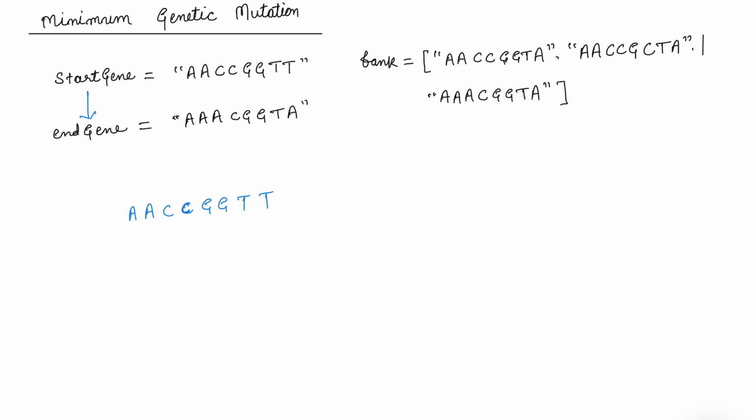So what can be its approach? There are a total of 8 characters. It has been given already. That means the length of this start gene and end gene is 8. And there are only the characters A, C, G, and T. That means only these 4 characters are available. So for each start gene there can be a total of 32 cases of mutation. That means 8 into 4, since the length is 8, and for each character there are 4 mutations possible: A, C, G, and T. So it can be converted like that.